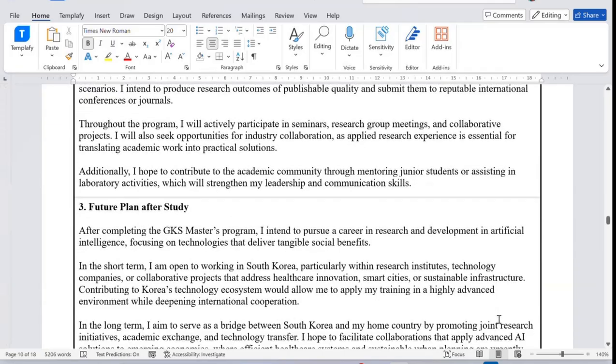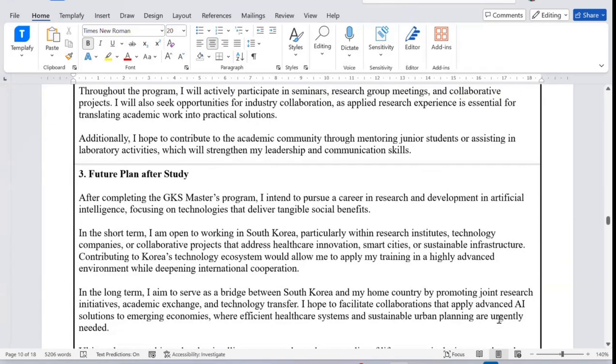Now, the final section is future plan after study. After completing the GKS Master's program, I intend to pursue a career in research and development in artificial intelligence, focusing on technologies that deliver tangible social benefits. In the short term, I am open to working in South Korea, particularly within research institutes, technology companies, or collaborative projects that address healthcare innovation, smart cities, or sustainable infrastructure.